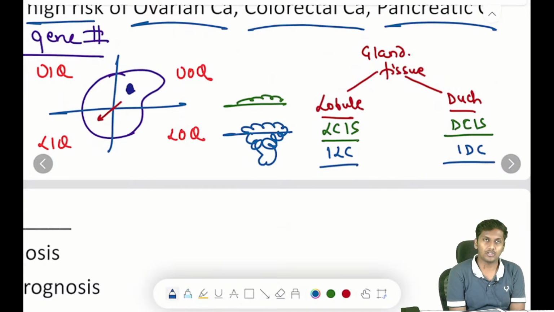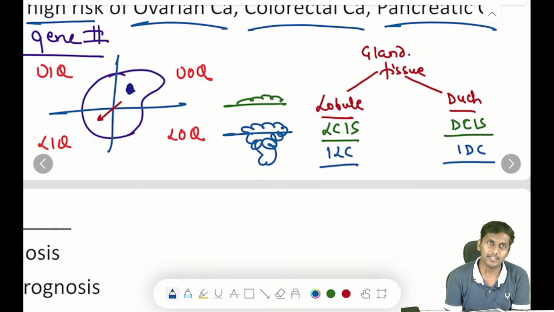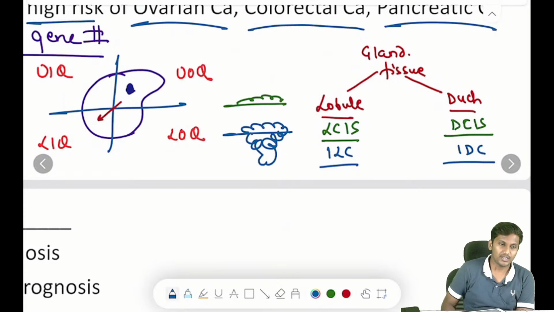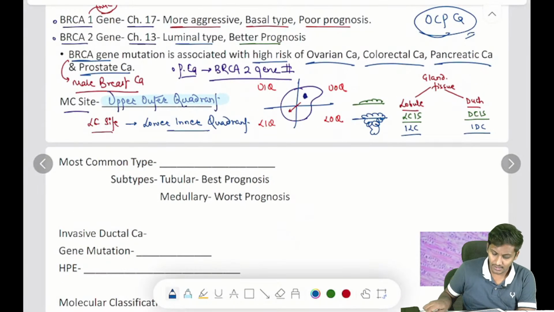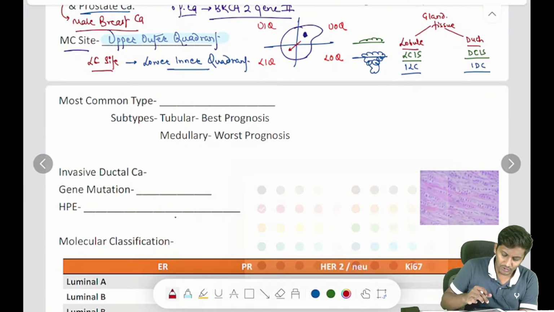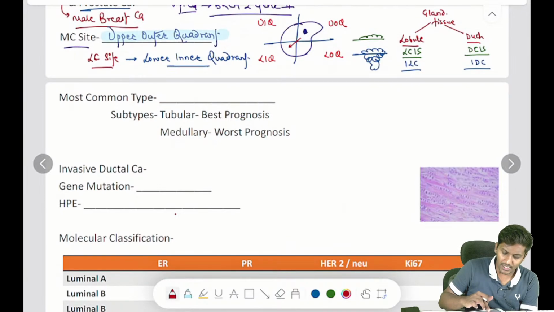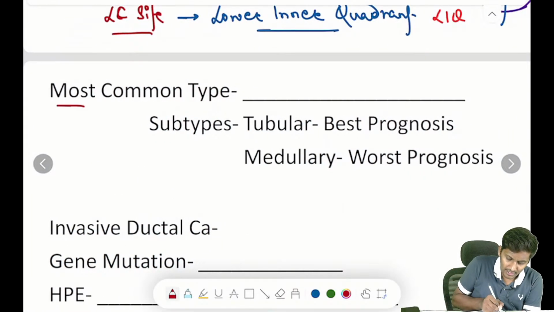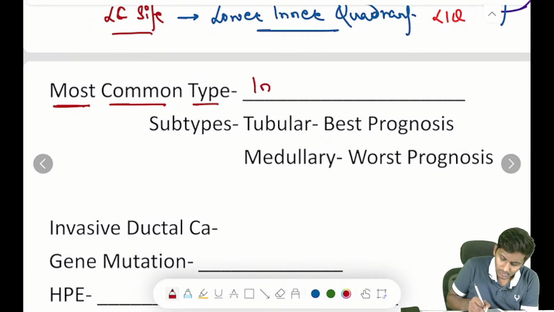It can be a ductal or lobular carcinoma. It can be carcinoma in situ or it can be invasive cancer. Okay? These are the various types of breast cancer. Important is, children, what is the most common type out of all of them? You have to remember that the most common type is actually IDC. What is IDC? Invasive ductal carcinoma. The most common type is invasive ductal carcinoma.